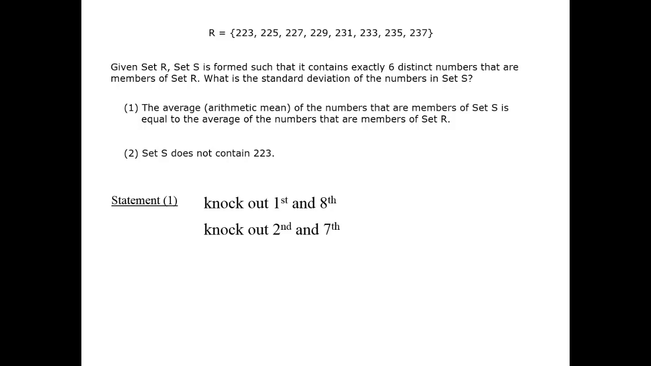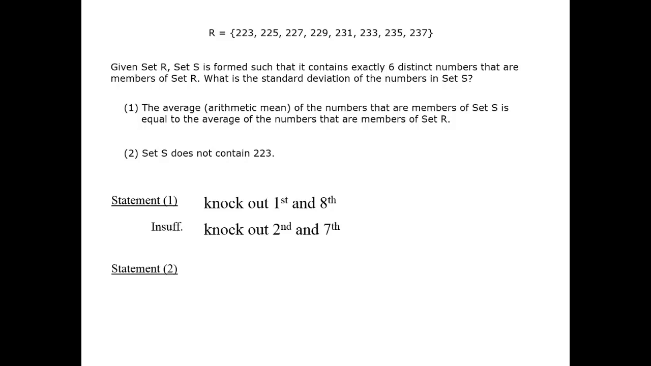We can see that in both cases because we've knocked out two numbers that have an equal pull on opposite sides from 230. So as we remove both of them, the overall balance is the same. However, the dispersions of the two versions of set S are different. The set S in case 1 is less tightly bunched, and the set S in the second case that we looked at is more tightly bunched. Hence, we don't have sufficient information to determine the standard deviation definitively. Statement 1 is insufficient.